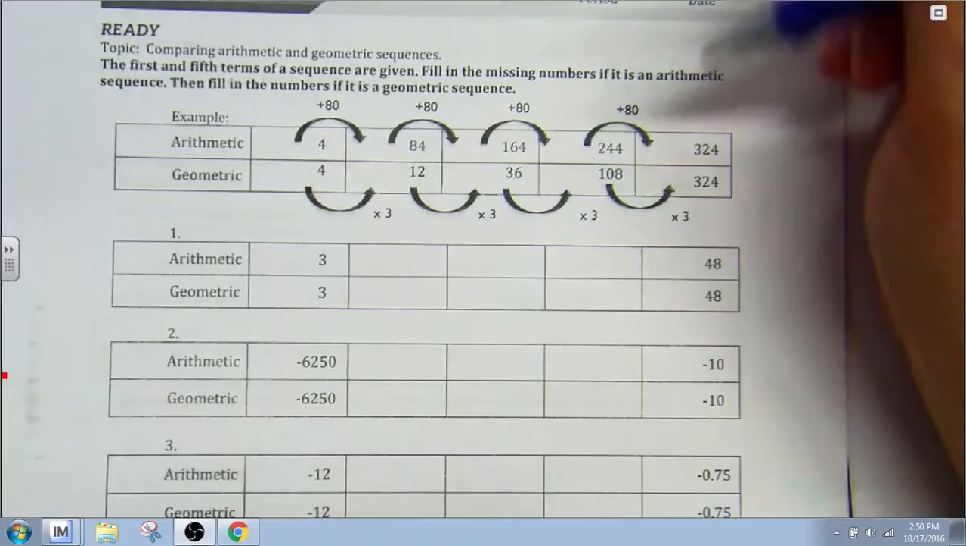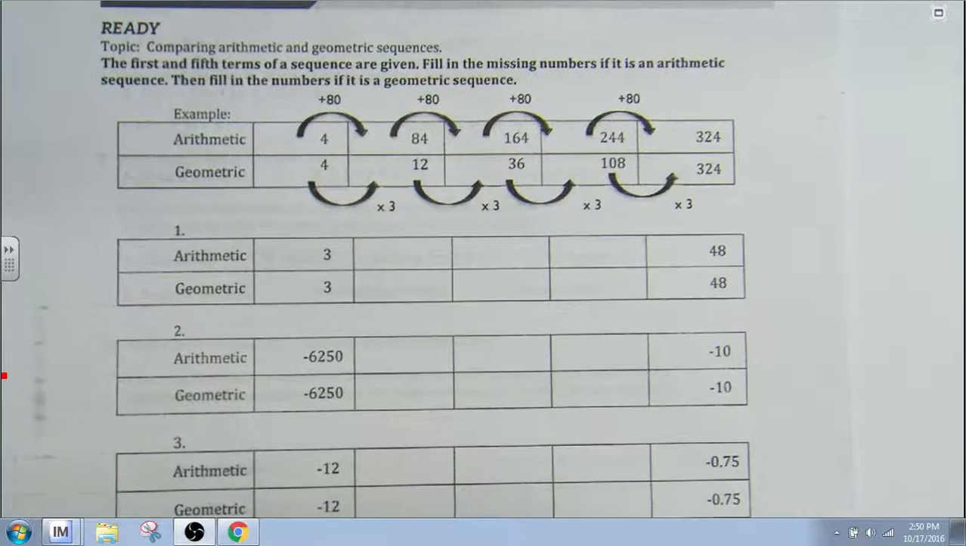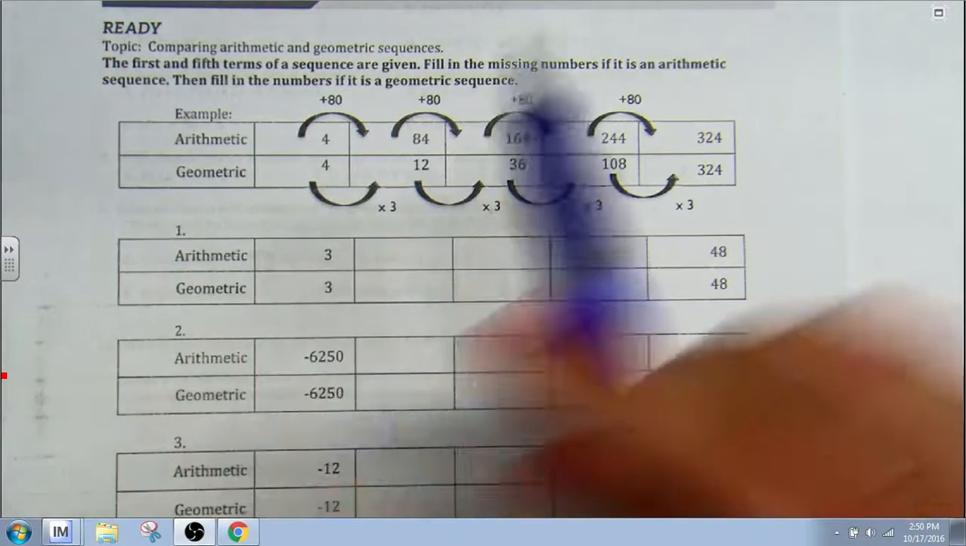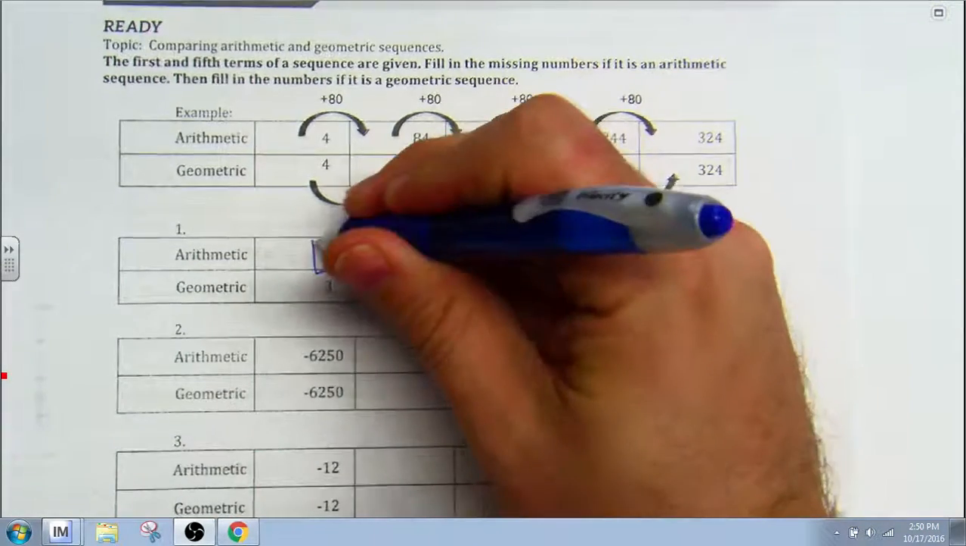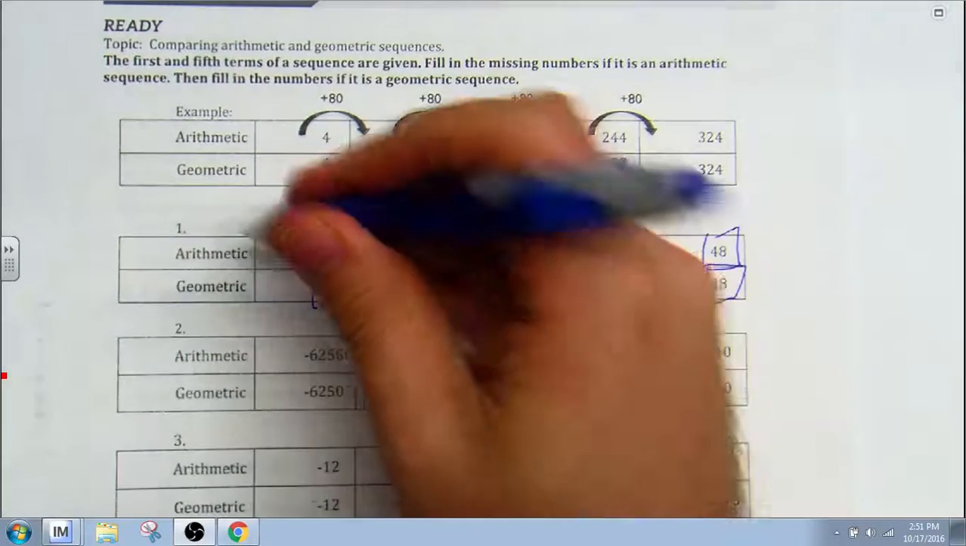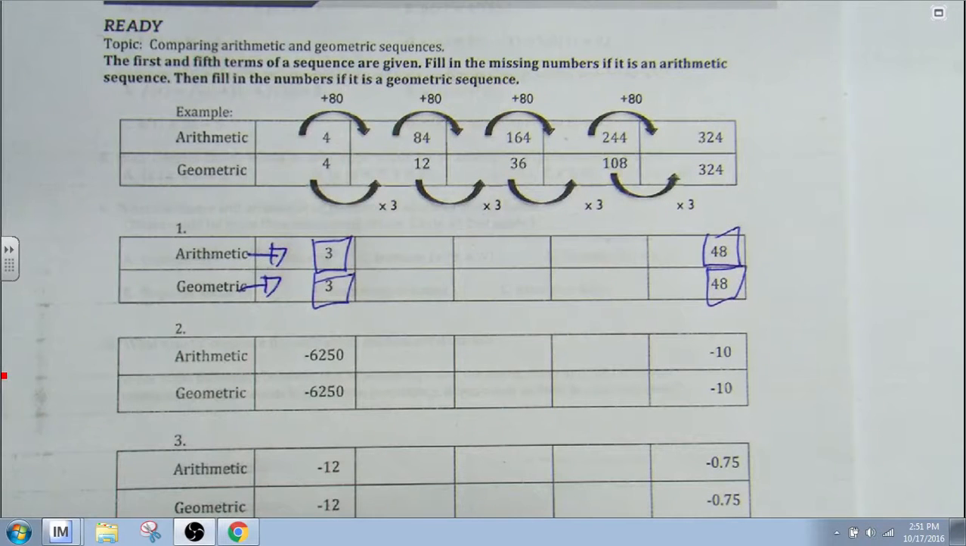We're going to be comparing arithmetic and geometric sequences in this very first section of the homework. It gives us an example here of what we're doing, where we're adding a number to each step, and in this case we're going to be multiplying by 3. What you'll notice is that we start at the same place and we end at the same place. But for one, we're trying to figure out how it works geometrically, and for the other, how it works arithmetically. To do this, I like to build little tiny equations.